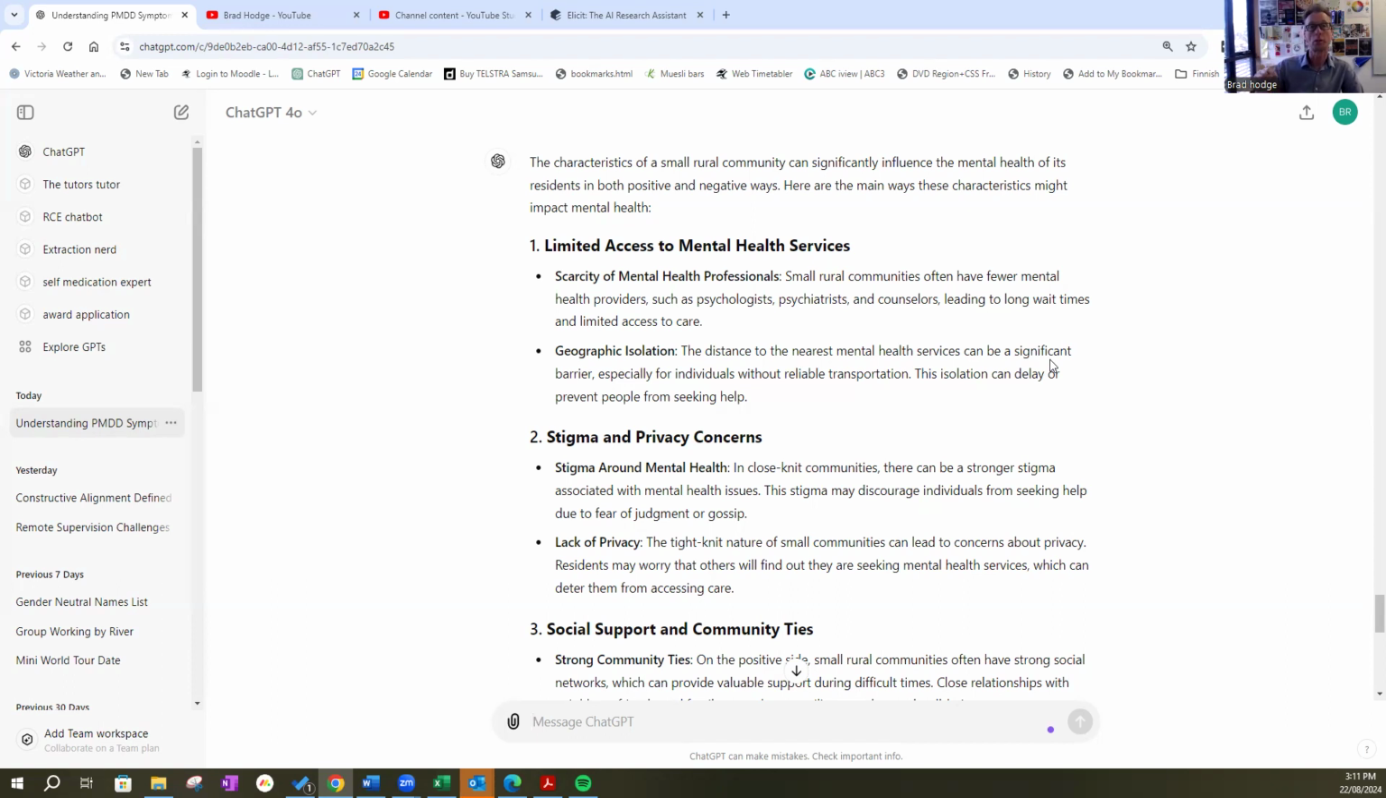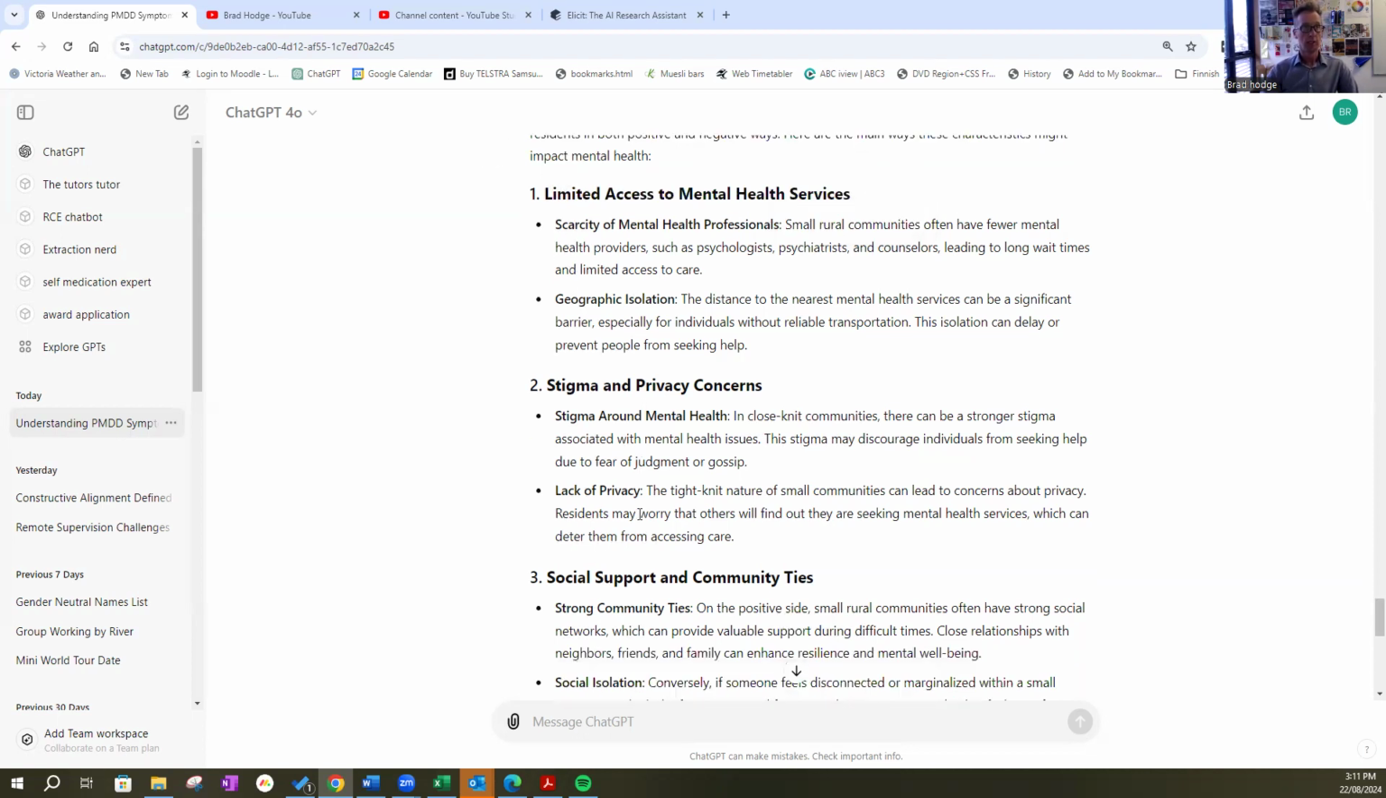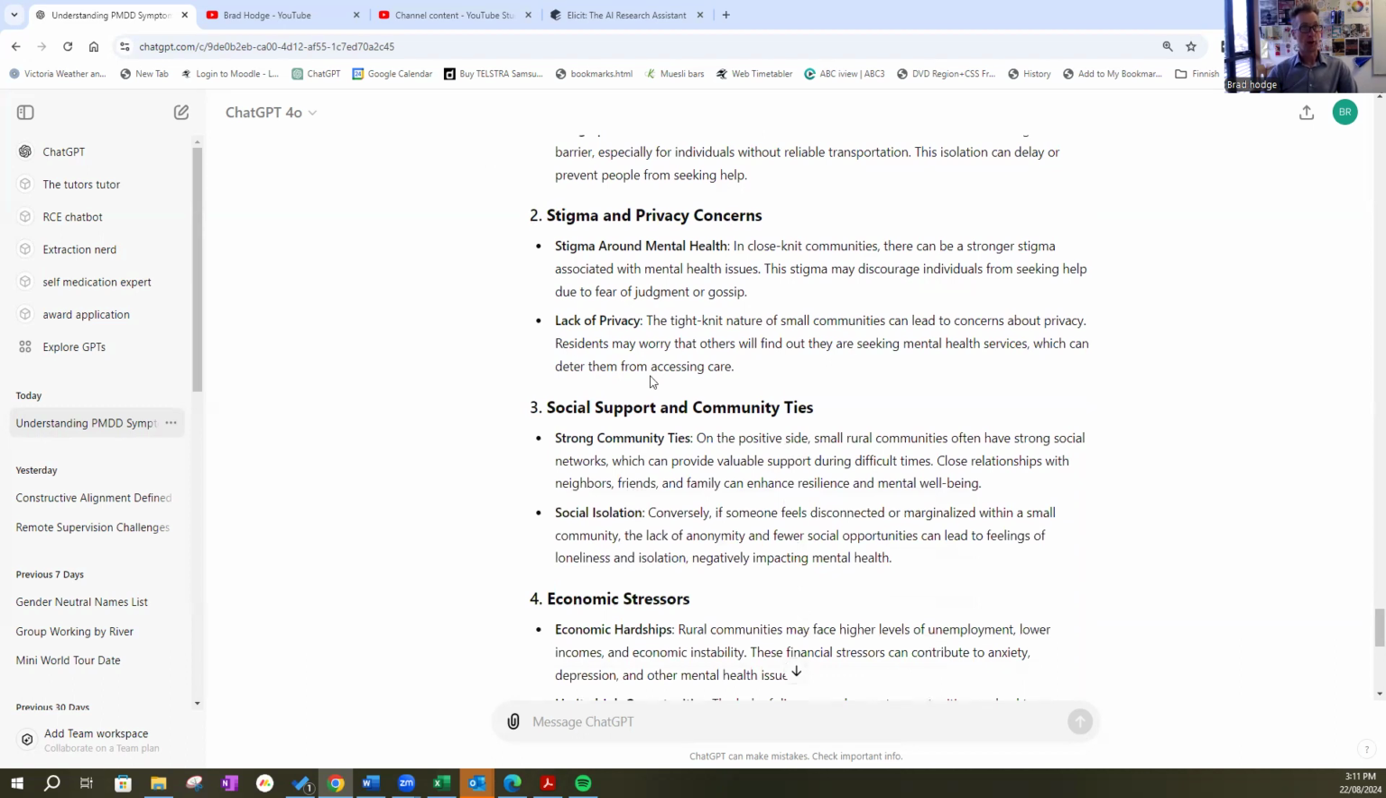But what it does do is pose you some questions that'll be useful in another tool I'm going to show you. So if we have a look here, characteristics of a small rural community. Now, this is only signposting, right? So we're not talking specifically about Heathcote. Limited access to mental health services. This was inevitable. We asked a mental health question. Scarcity of mental health professionals, geographic isolation. Okay. Now, it's given some ideas, stigma and privacy concerns.